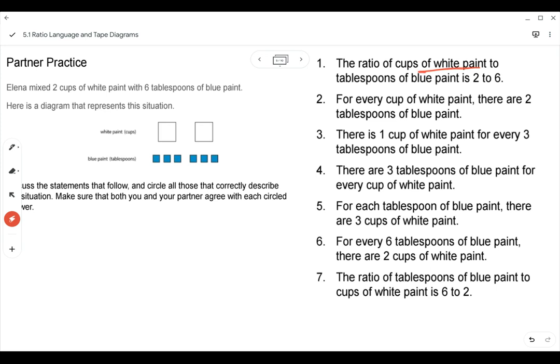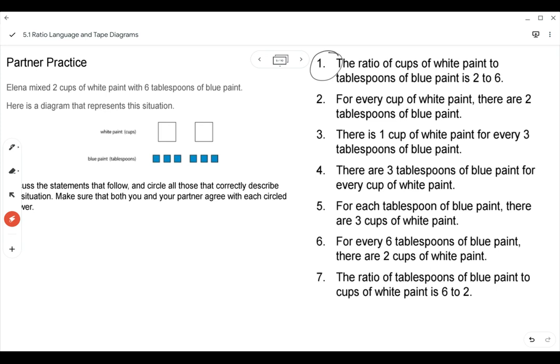So the white paint came first, and the first number is 2. White paint is 2. Blue paint is 6, because that's the second label and the second number. Blue paint is 6. So this statement is true.